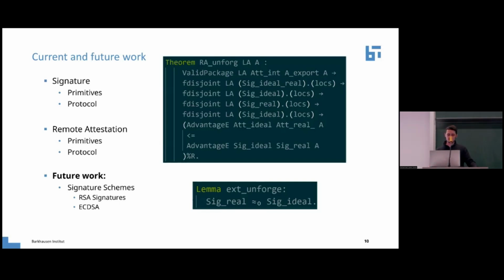Yeah, this is what I meant by part of the future work. So right now, my signing function is just an abstract function that just gives me something of type signature. But the next step is to actually mathematically implement those. This is RSA and ECDSA.